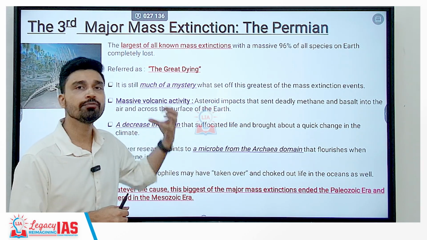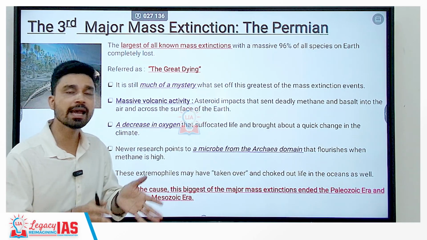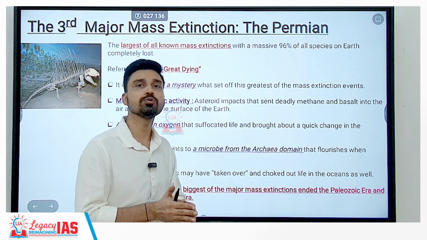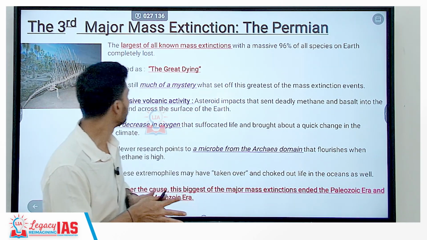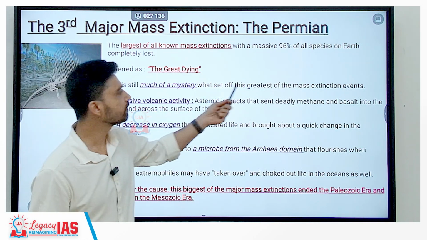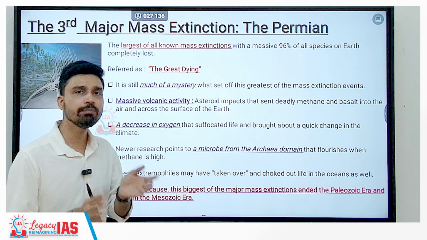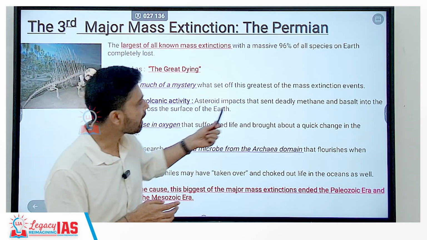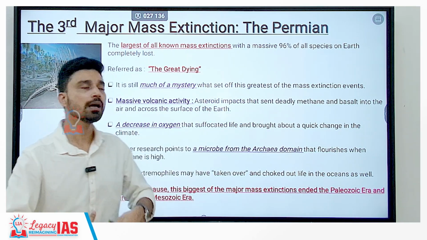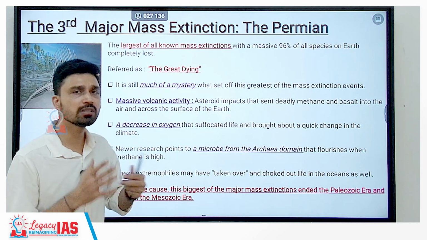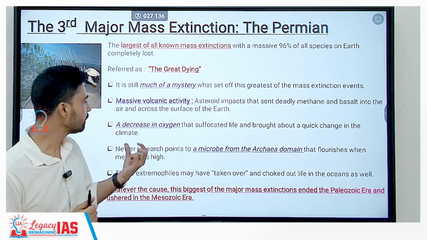Now, the reason why it is still such a mystery is that we are not able to determine the exact causes that might have led to such a grand scale of extinction, and it is still much a mystery what set off this greatest of the mass extinction events. Massive volcanic activity might be one probable reason. An asteroid impact that sent deadly methane and basalt into the air and across the surface of the Earth is believed to be one of the primary reasons.